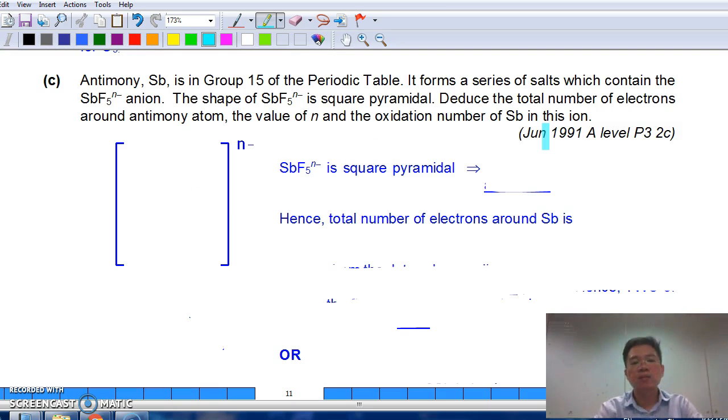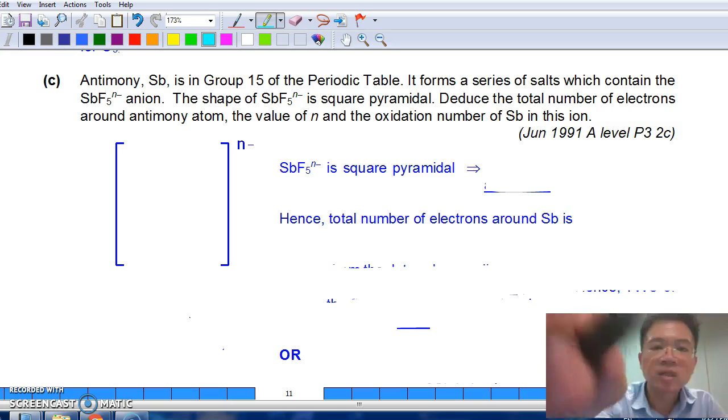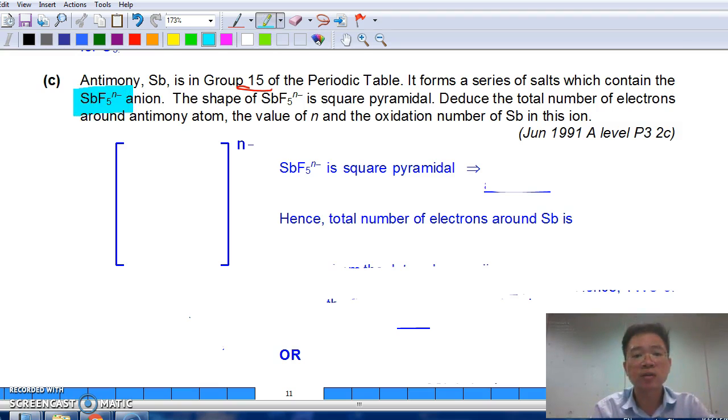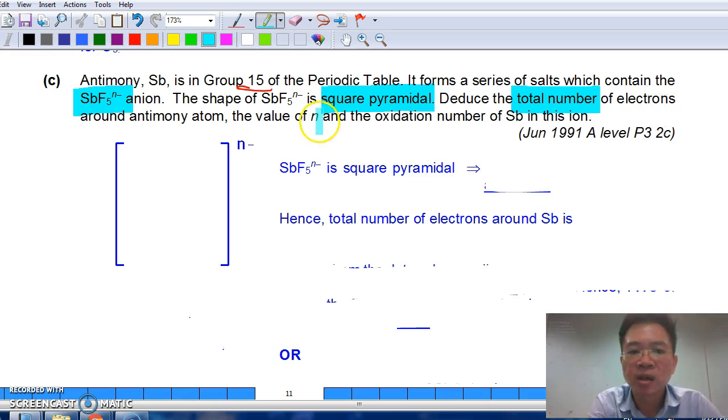Okay, part C. Antimony, a group 15 element, forms an anion SbF5 to the N minus. N is the charge. They tell you that the shape of this anion is square pyramidal. You're supposed to deduce the total number of electrons around antimony, calculate the value N, and find the oxidation number of antimony in this ion.